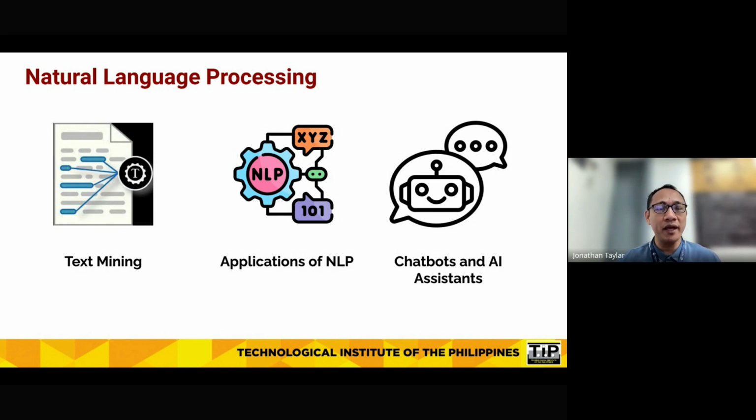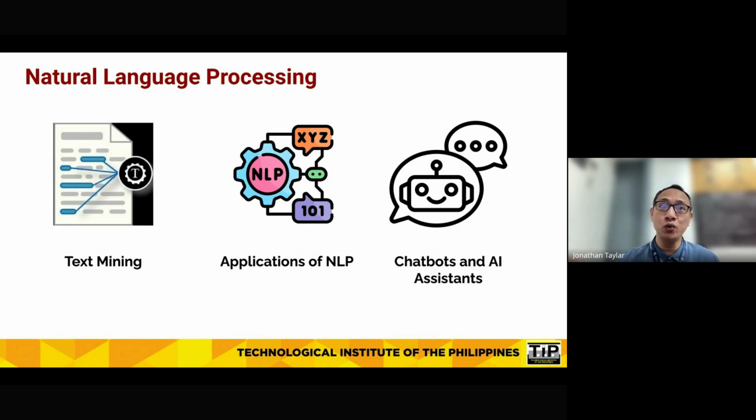Another application of NLP is topic modeling. It can automatically identify topics or themes which are present in a collection of documents. There are techniques such as LDA, if you're familiar with that, latent Dirichlet allocation. And there is also a technique called non-negative matrix factorization. They are commonly used for topic modeling in text mining applications.